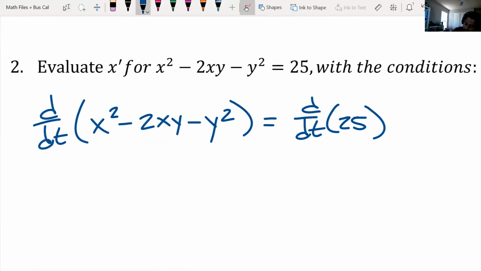Okay. So this one, we're going to have a little bit of work to do. So before we move on, this x times y is now going to need an implicit product rule.